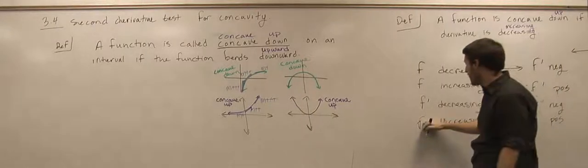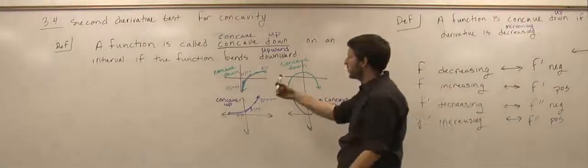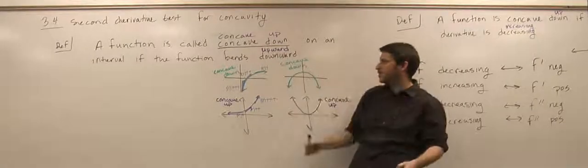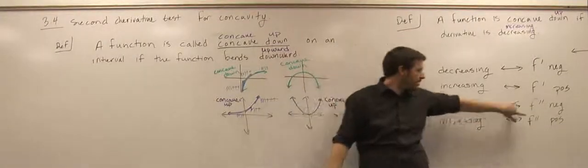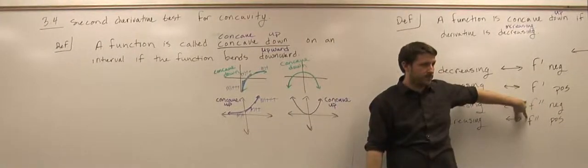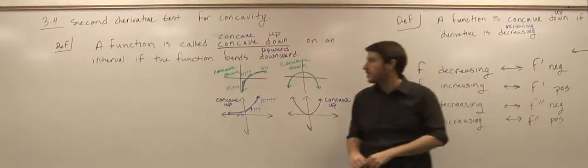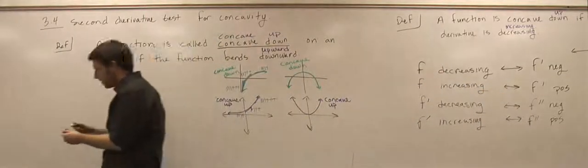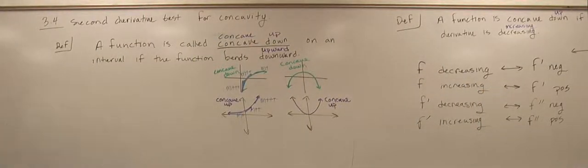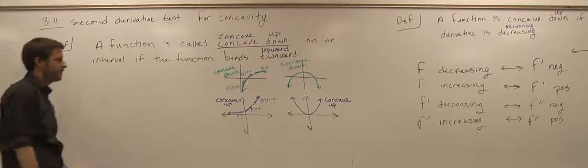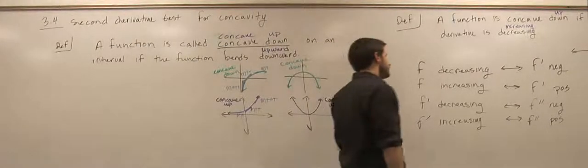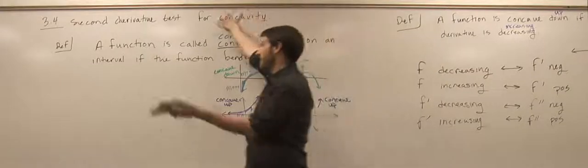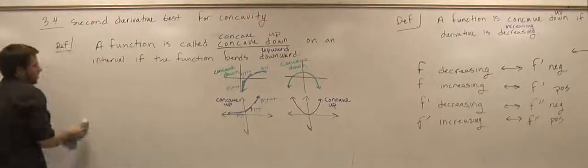So when we do concavity, when we start trying to figure out whether our function is bending upward or bending downward, we're going to have to look at the second derivative. So everything you do with concavity, everything you do with concave up and concave down, comes from the second derivative. So that's why it's the second derivative test for concavity.